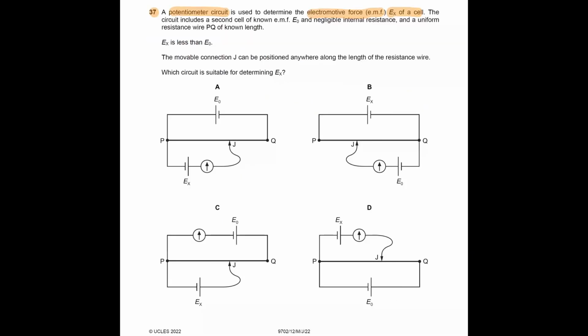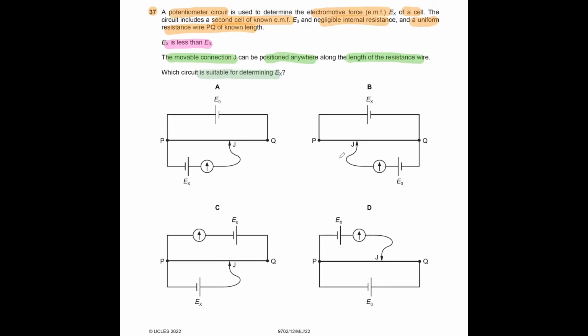All right. For question 37, you have a potentiometer circuit that is used to determine the EMF EX of a cell. The circuit includes a second cell of known EMF E0 and negligible internal resistance, and a uniform resistance wire PQ of known length. EX is less than E0, and the movable contact J can be positioned anywhere along the length of the resistance wire. Which circuit is suitable for determining EX?